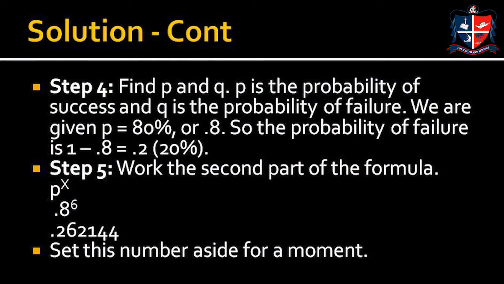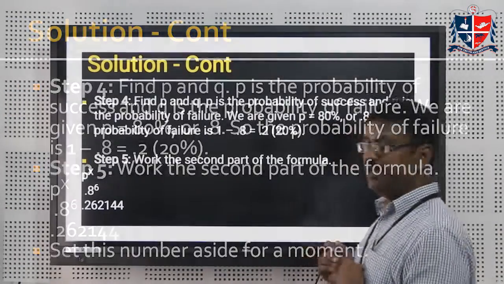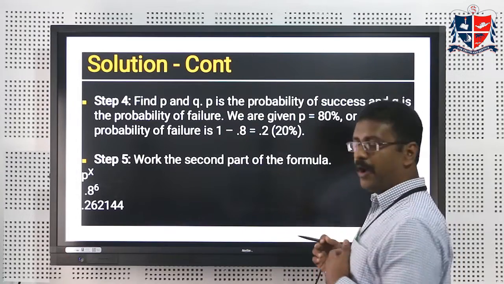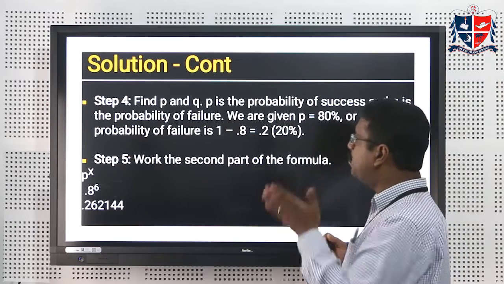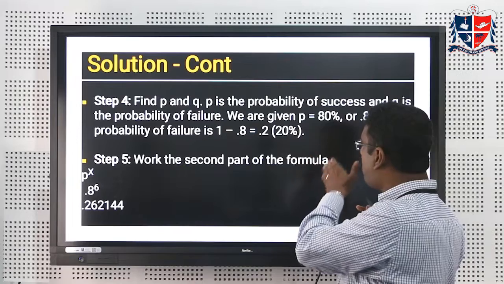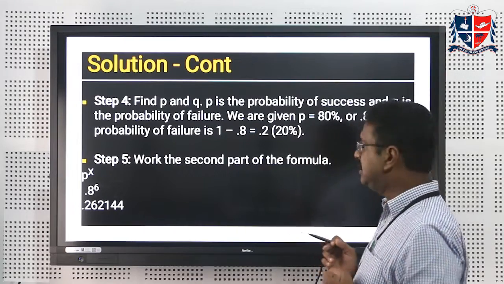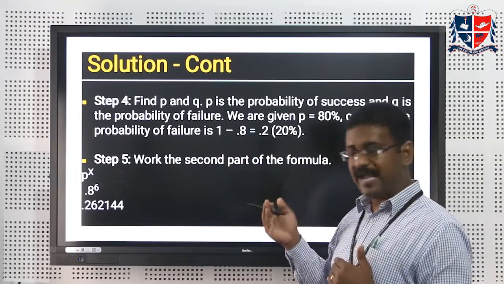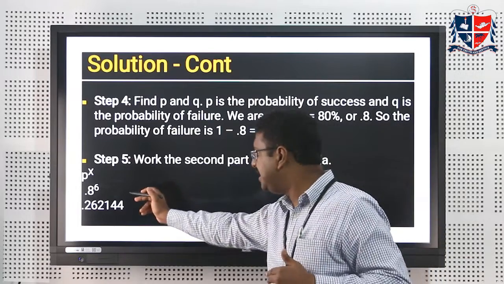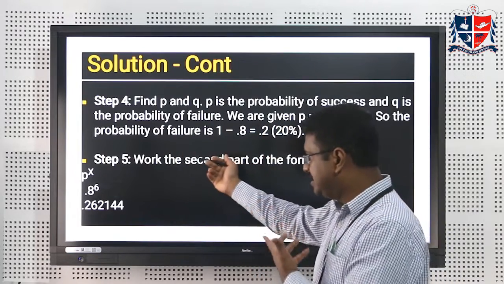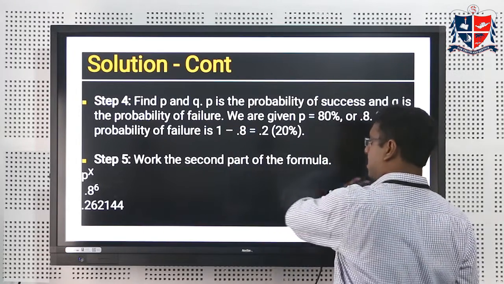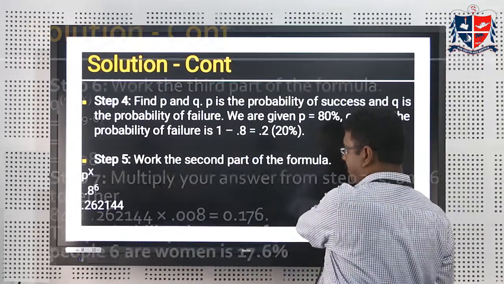Step 4, we will find p and q. p is the probability of success and q is the probability of failure. We are given the probability of success is 80%. So p is 0.8 and the probability of failure is 1 minus p, that is 1 minus 0.8, that is 0.2, which is 20% probability of failure. And we will work out the second part of the formula, which is p raised to x. We know the value for p, that is 0.8 raised to x. x, we know it is 6. So 0.8 raised to 6 gives us 0.262144. And we will keep that aside for a moment.